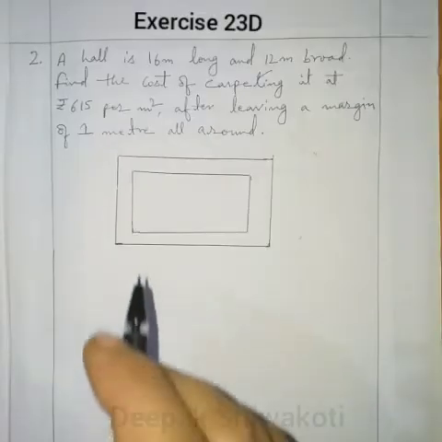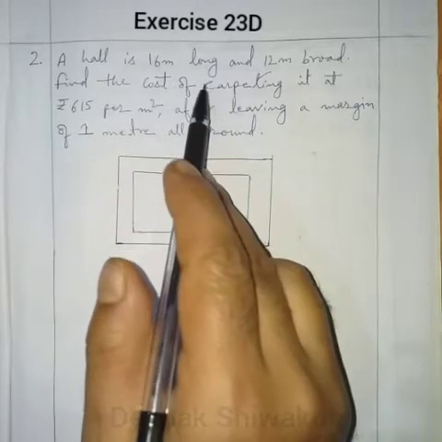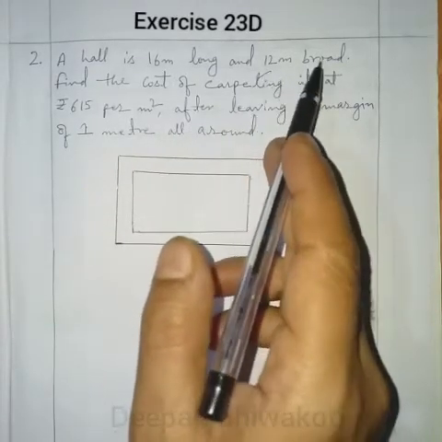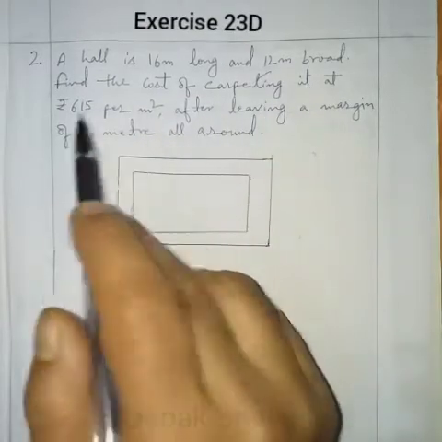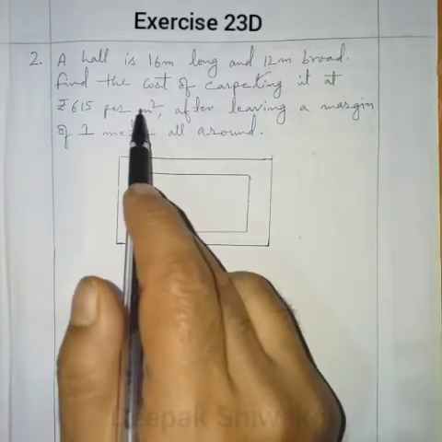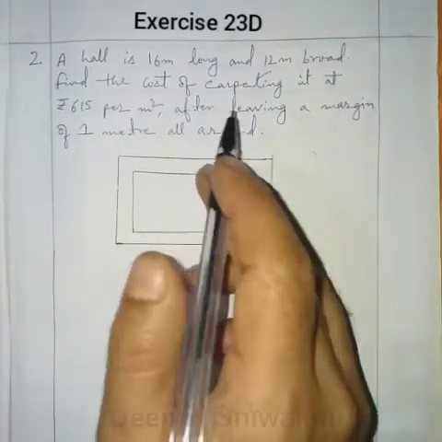So here is another problem. A hall is 16 meter long and 12 meter broad. Find the cost of carpeting it at rupees 615 per meter square after leaving a margin of 1 meter all around.